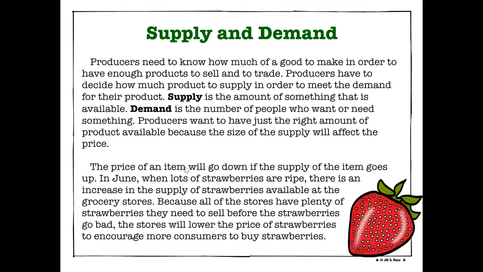In June, when lots of strawberries are ripe, there is an increase in the supply of strawberries available at the grocery store. There are a lot more strawberries available in June because all the farmers are picking their strawberries. Because all the stores have plenty of strawberries they need to sell before the strawberries go bad, the stores will lower the price of strawberries to encourage more consumers to buy them. So they put a sale on the strawberries so that more people will purchase them and they don't go to waste.